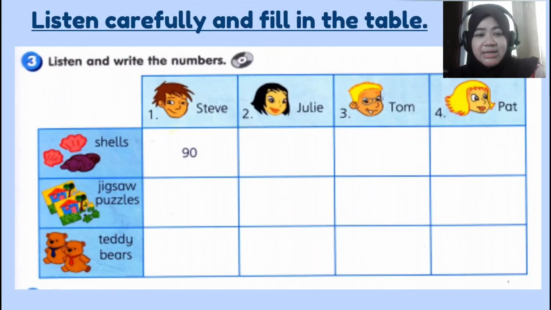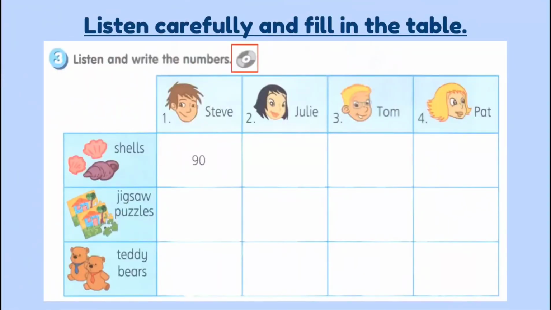Okay, now you have to listen carefully and fill in the blank. Look at the table and listen carefully. Are you ready? Let's start. Activity 3. Listen and write the numbers.